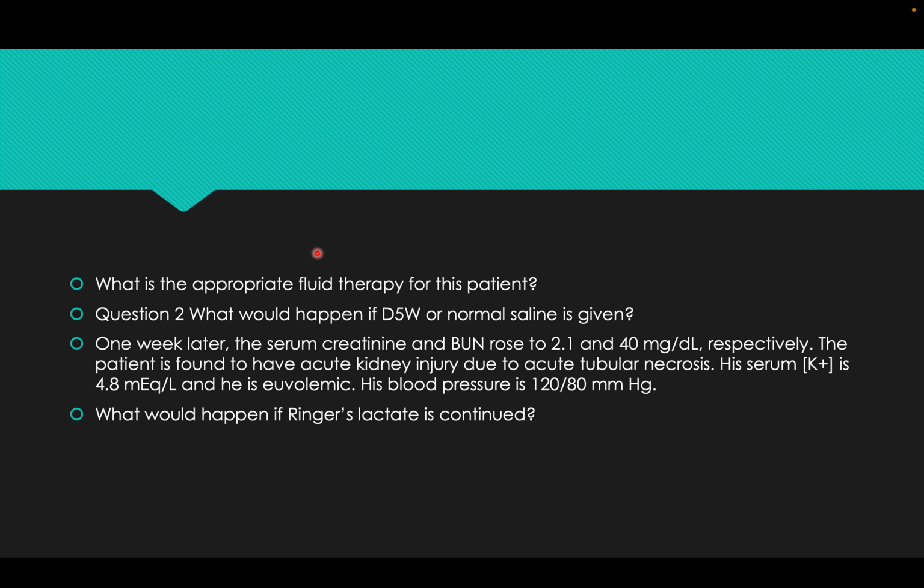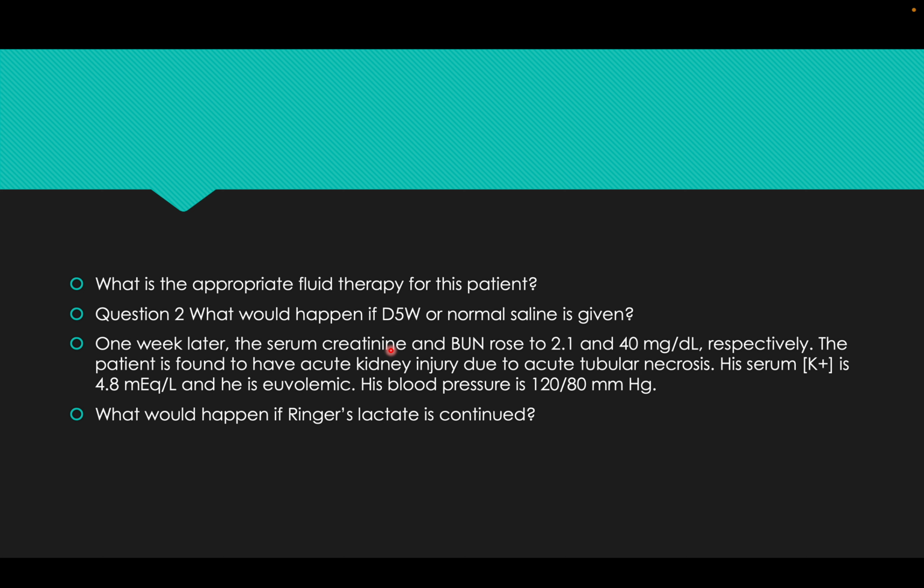One week later the serum creatinine is 2.1 and blood urea nitrogen is 40, and the patient is found to have acute kidney injury. His serum potassium is 4.8 and he is euvolemic. In this case, you might not go ahead and give ringer lactate, because the patient has AKI and potassium on the higher side. So you avoid it, and you might try normal saline or 5% dextrose based on the glucose.